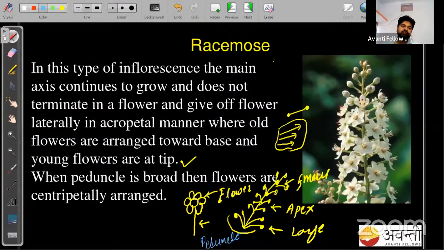So the statement, Venkat, is: when the peduncle is broad, the flowers are centripetally arranged. What is meant by centripetal? Centripetal is nothing but the inward side, and centrifugal means the outward side. So if the peduncle is a broad structure, the flowers are arranged around this floral axis in an inward manner, like that. This is the centripetal system.